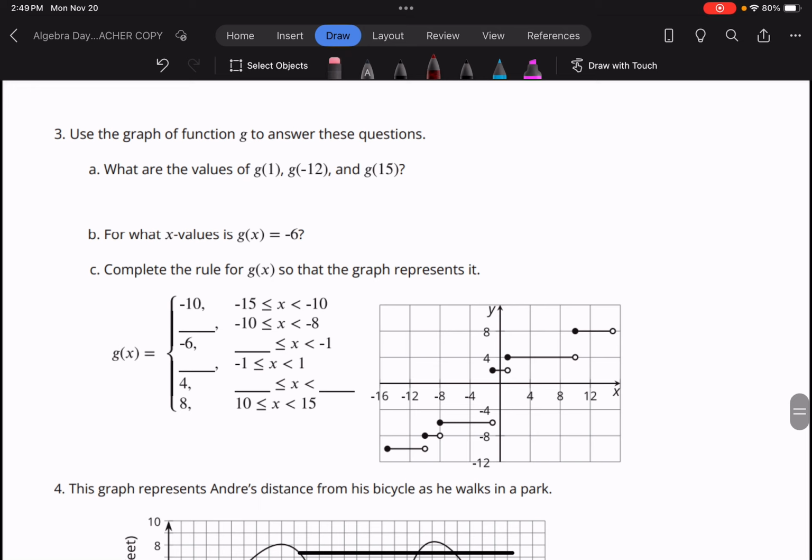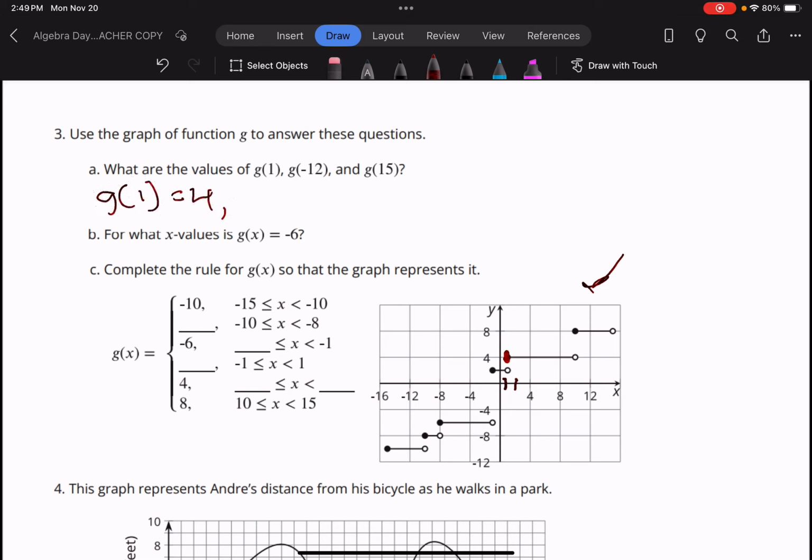Number 3, use the graph of function G to answer these questions. So we're using this graph here. What are the values of G of 1? So when my input is 1, this would be 2, this would be presumably 1 there. Then it looks like I have an output here of 4. So g of 1 equals 4.